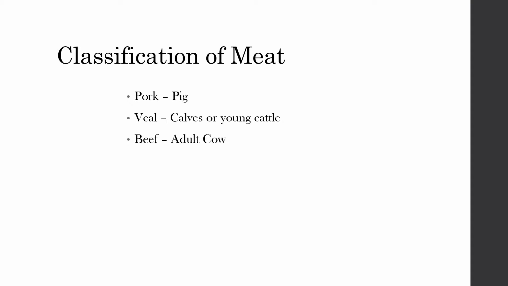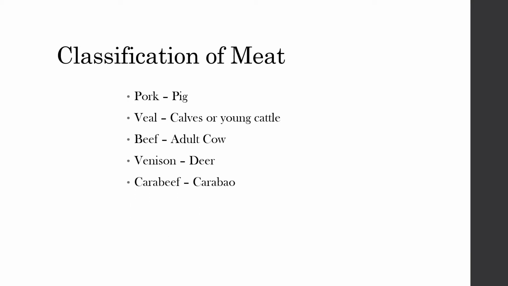So, there are classifications of meat. Pork is the meat of the pig. We have the calves or young cattle, ang tawag naman sa kanyang karne is veal. Yung adult cow naman, ang tawag sa kanyang meat is beef. Again, sa adult cow is beef. Sa mga deer naman, or usa, we have the venison. Ang tawag sa karne ng deer ay venison.